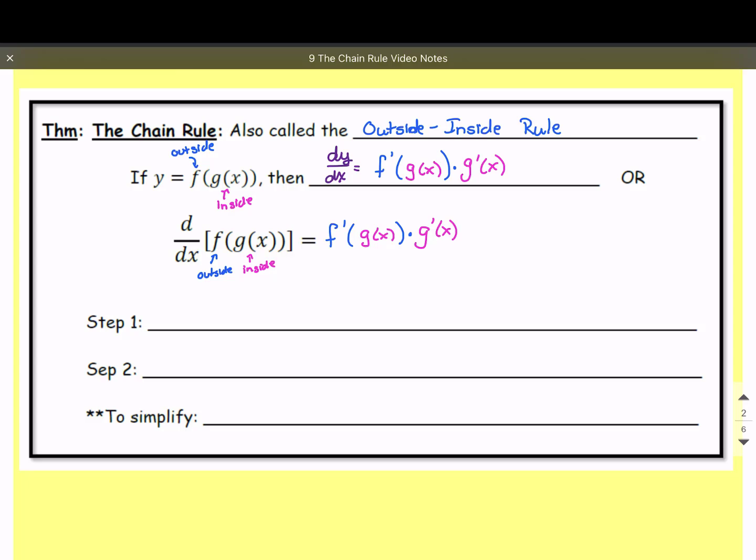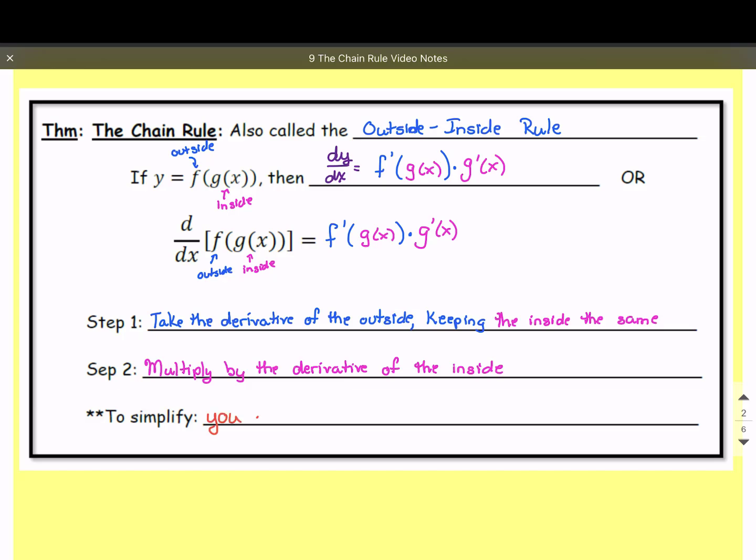Or in other words, step 1, take the derivative of the outside, keeping the inside the same. And step 2, we multiply by the derivative of the inside. Now, when you go to simplify, you only need to multiply monomial terms.